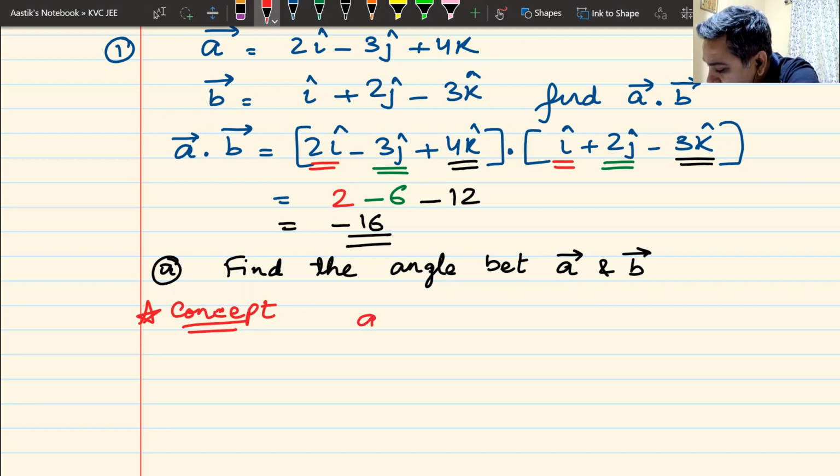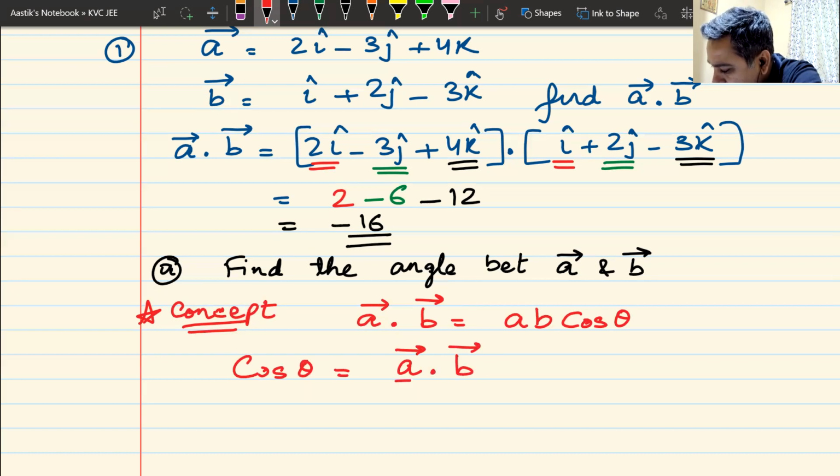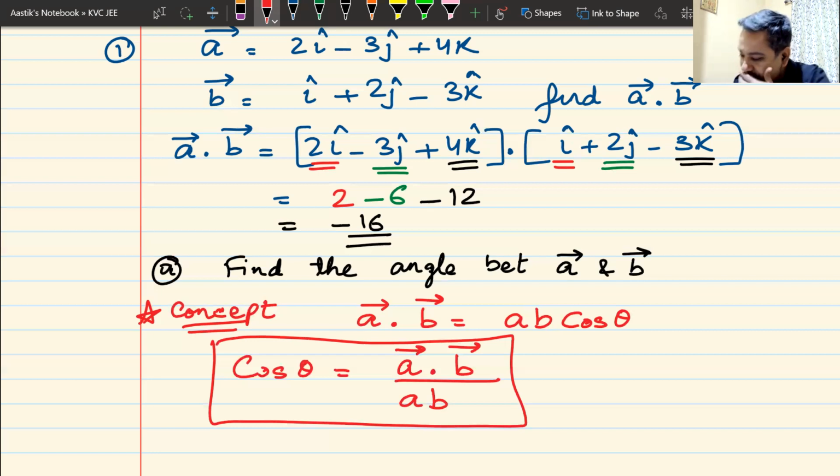It is very simple. See, I know A dot B. A dot B is magnitude of A multiplied by magnitude of B multiplied by cos theta. This is the basic concept. From here, I can find the value of theta. I can write cos theta equal to A dot B divided by the magnitude of A multiplied by the magnitude of B. This is the basic concept of this question, and it is pretty simple.